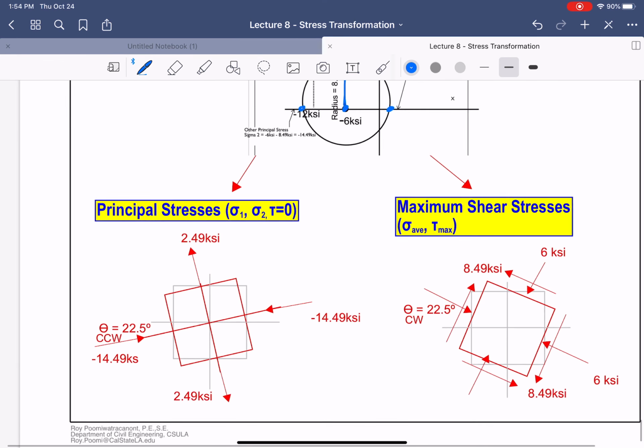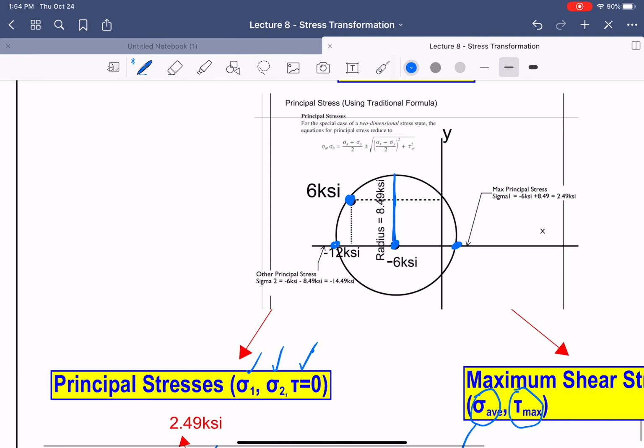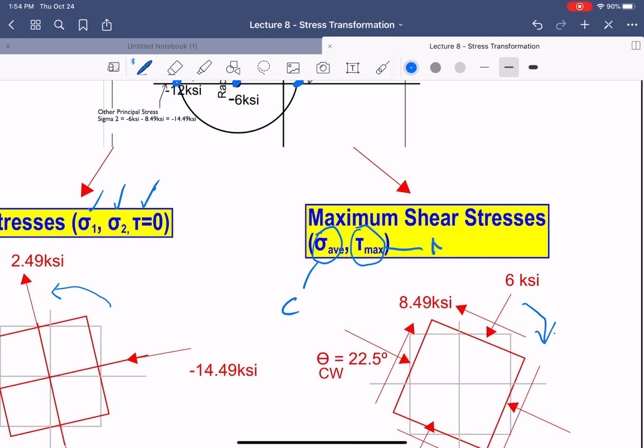From that information, our principal stresses are sigma 1, sigma 2, tau 0, and we have that it is a counterclockwise rotation. The shear stress means that it's rotated the other direction. And that's when we have sigma average, which is really the center of your circle, and tau max. And tau max, naturally, if you look at it, is really saying what is the maximum y-axis. The y-axis is what it's looking for.